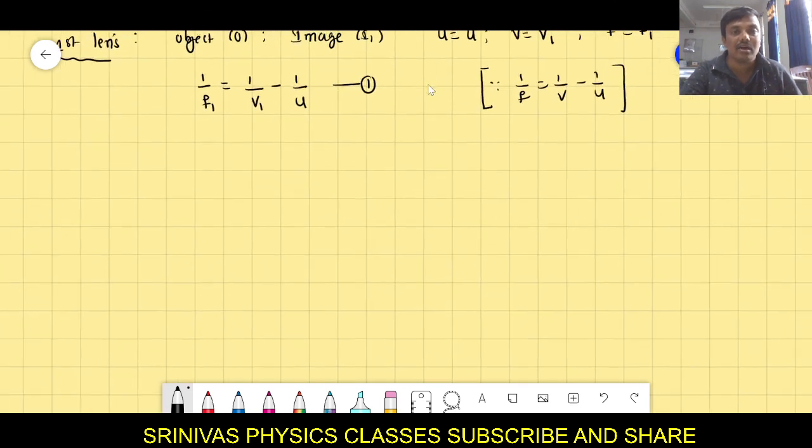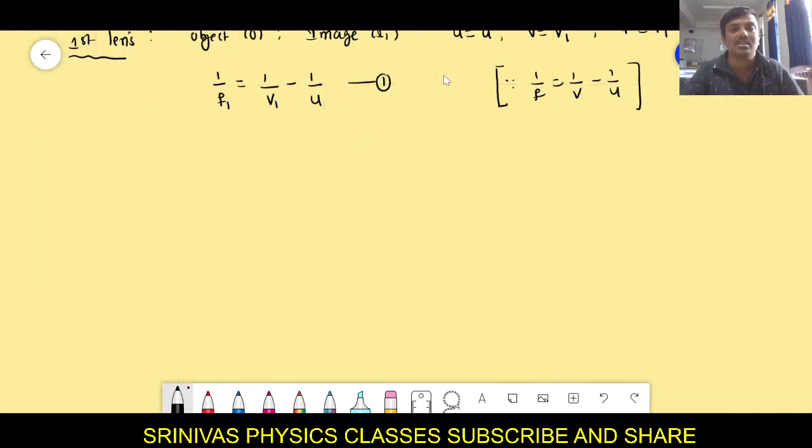Similarly, we will apply the thin lens formula for the second lens. For the second lens, what is the object? I1 is the object. The image formed by the first lens will act as the object for the second lens.